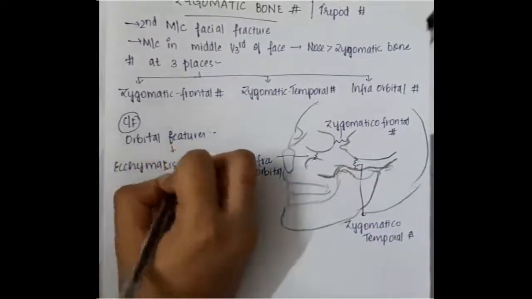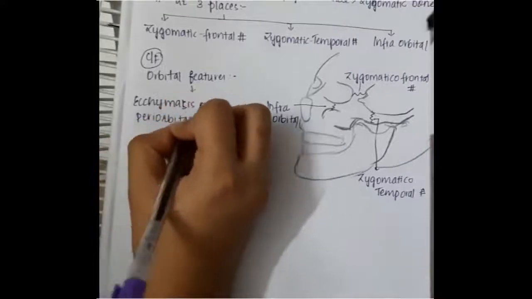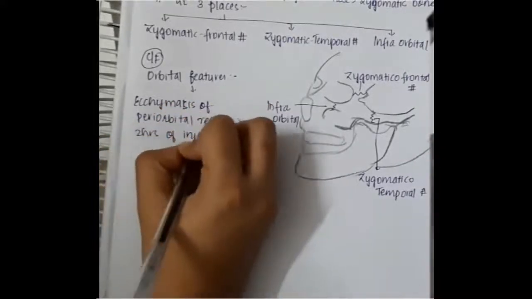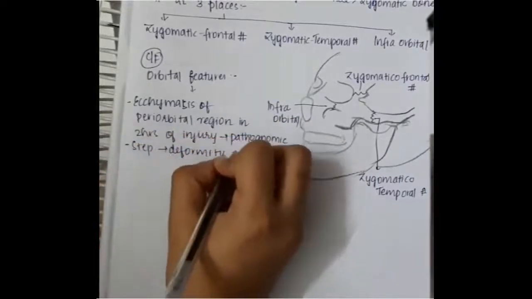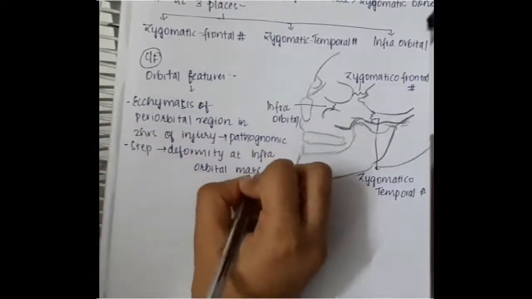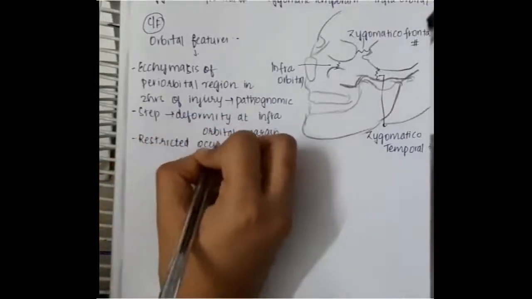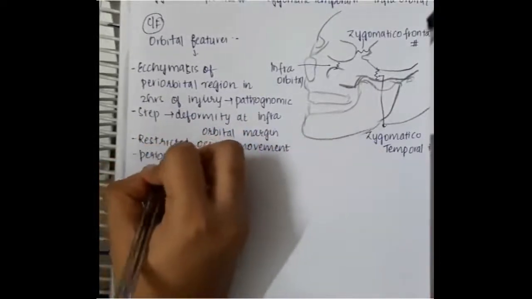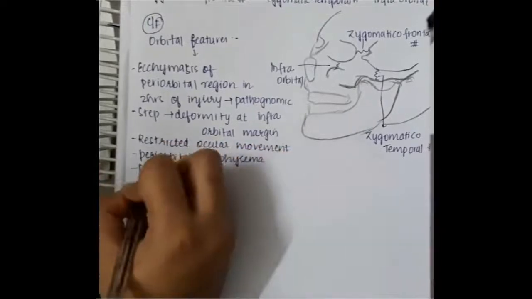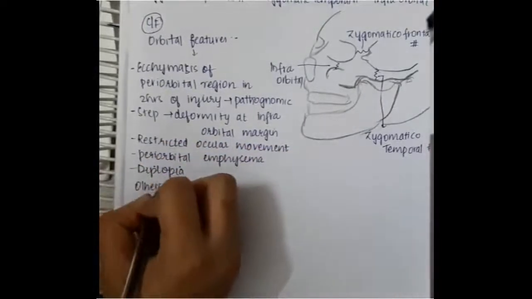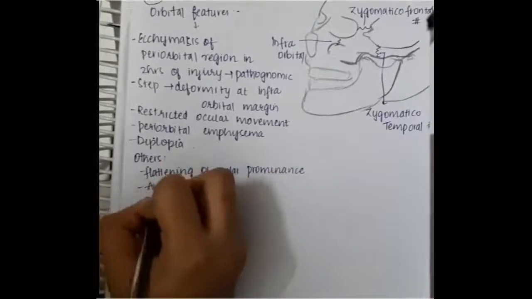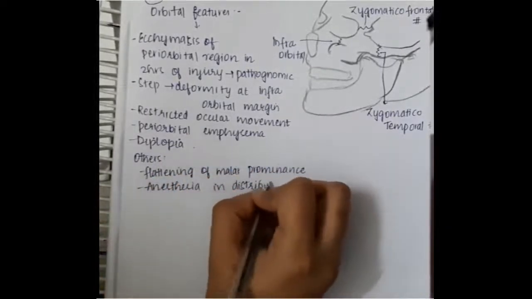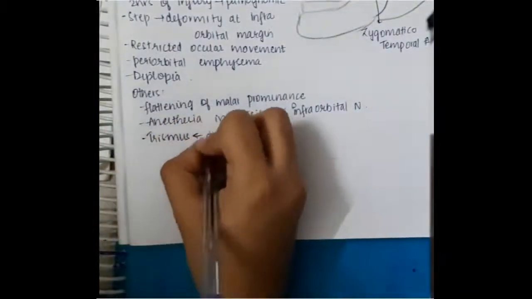Now first we will see the orbital features, which include ecchymosis of the periorbital region within 2 hours of injury, which is pathognomonic. You will see deformity in the infraorbital margin, and restricted ocular movements, especially of the inferior rectus. Periorbital edema can occur, and diplopia can occur.